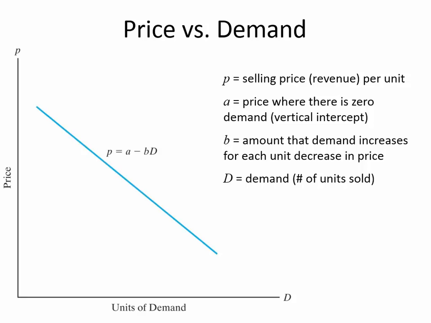If you had a store or a business and you set a price that was so high that nobody bought it, that is what the intercept is. And so that intercept, A, is the price where there's zero demand. And as soon as you lower the price to just a little bit less than A, then finally you're going to see your first little bit of demand.